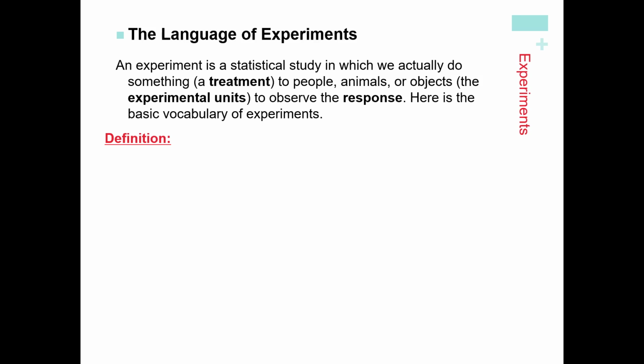Okay, let's talk about the language of experiments for a moment. An experiment is a statistical study in which we actually do something. We usually call that a treatment, though sometimes we call those treatments factors, to either people, that's human subjects research, animals, so you often see medical research starting in animals and then moving to humans, or objects, like we saw in the last study. And those are all called the experimental units to observe the response in that unit.